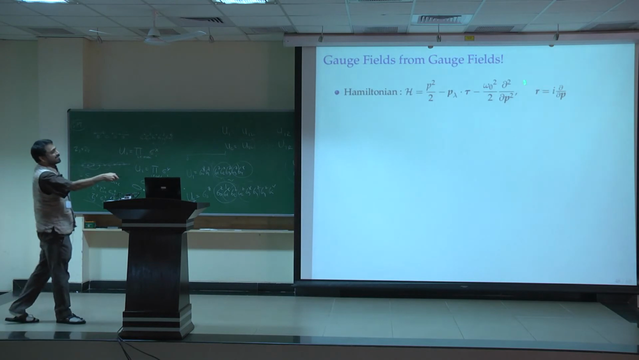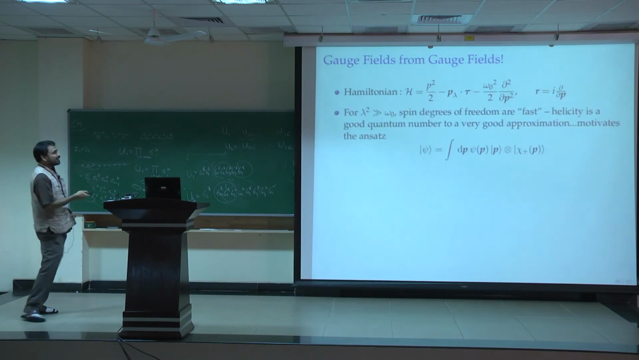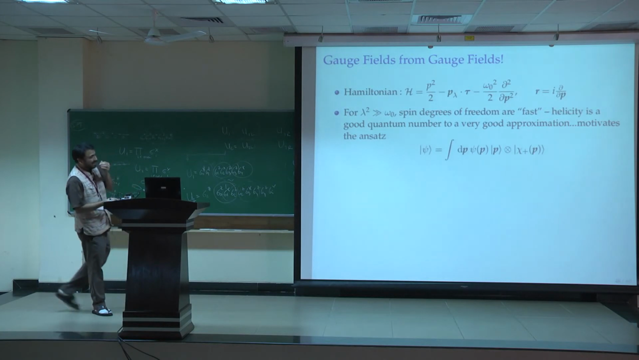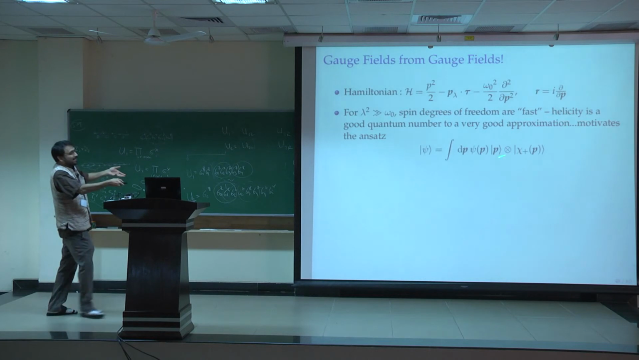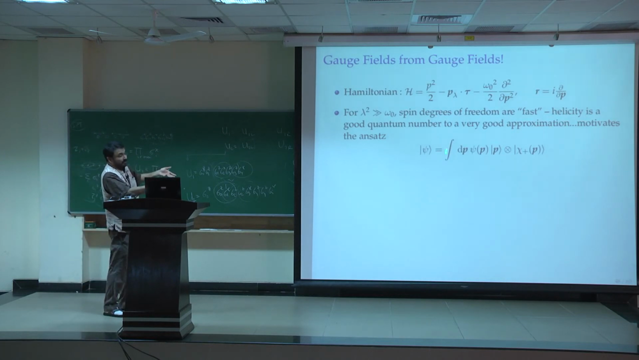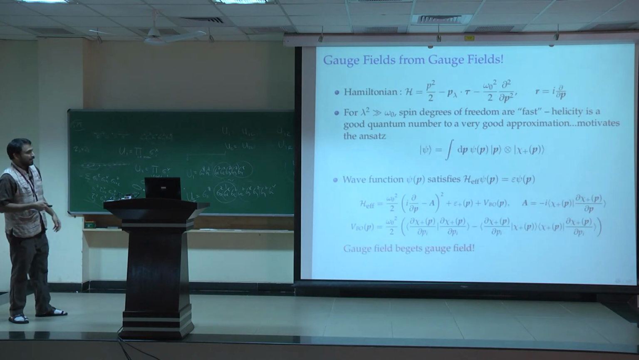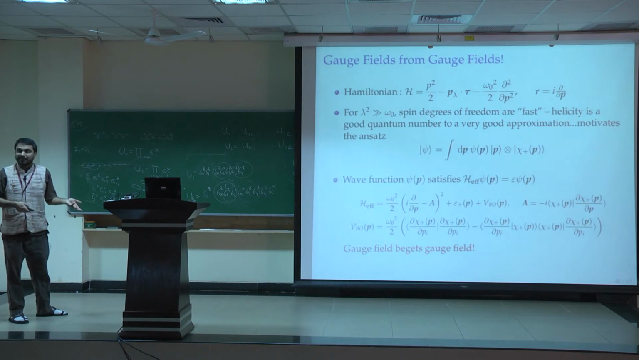Now I write this potential in momentum representation like this. Now if I work in a regime where this lambda is the largest scale, it is much greater than this frequency, then helicity is nearly a good quantum number. And what I can do is I can try to find the effective Hamiltonian of this wave function. And when you do that, you go through the standard exercise, you will find that this wave function senses a new gauge field, right?